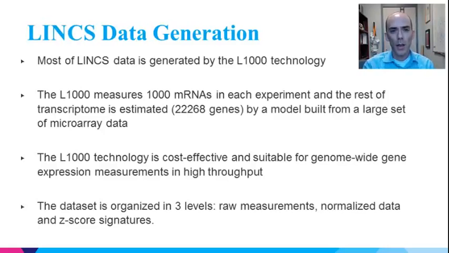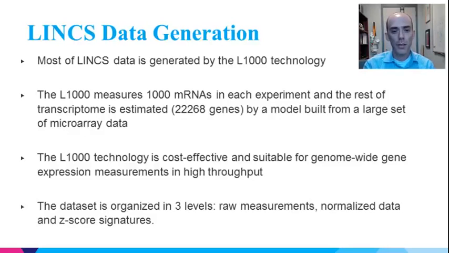So most of the LINCS data is generated through the L1000 technology. The L1000 measures 1,000 mRNAs in each experiment, and the rest of the transcriptome is estimated by a model built from a large set of microarray data from the Gene Expression Omnibus. The L1000 technology is cost-effective, costing only $2 or $3 per experiment, and it is suitable for genome-wide expression measurements in high throughput. So far, the researchers at the Broad performed almost 1 million of those experiments.